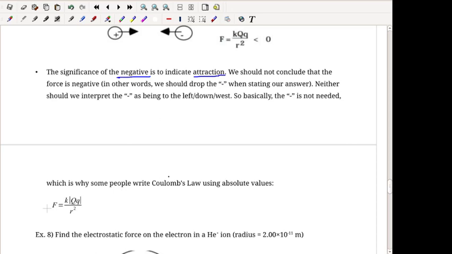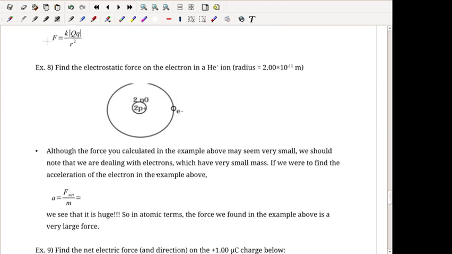And here's our first example. Example number 8. Find the electrostatic force on a helium plus ion, which has a radius of 2 times 10 to the negative 11 meters. So helium plus ion. And they've given us a nice diagram to show us that in the nucleus of our helium atom, we have 2 protons. And orbiting around the helium plus ion is only 1 electron. So we want to find the force between these 2 protons and this 1 electron.